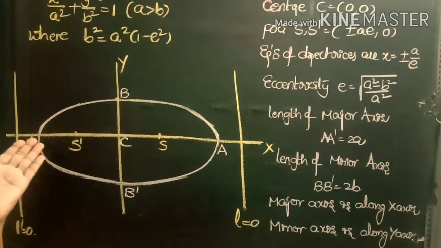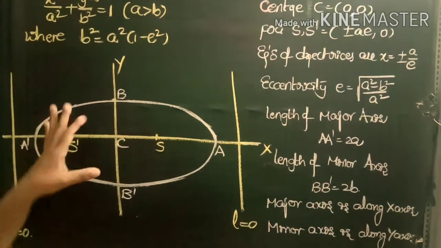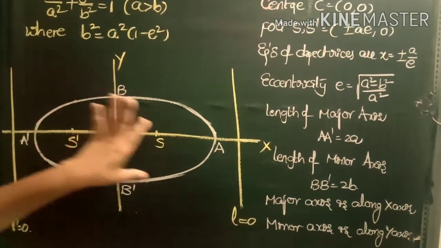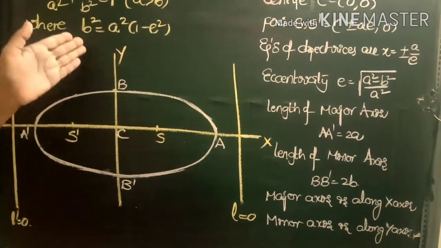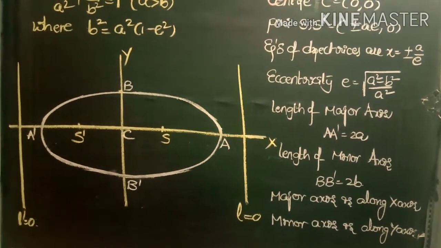The length of the major axis A A dash is equal to 2a, and the length of the minor axis BB dash is equal to 2b, and the major axis is along the x-axis and the minor axis is along the y-axis.